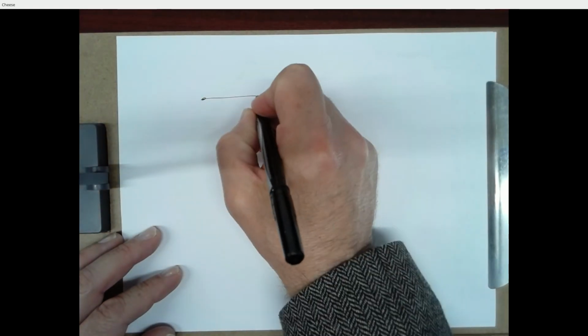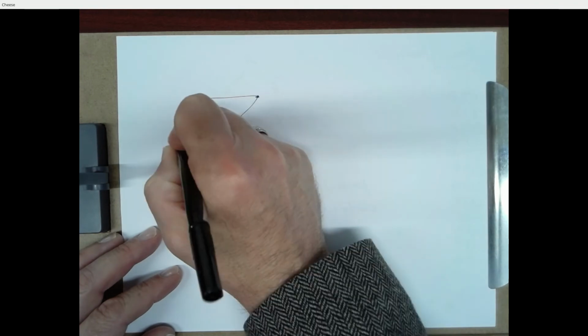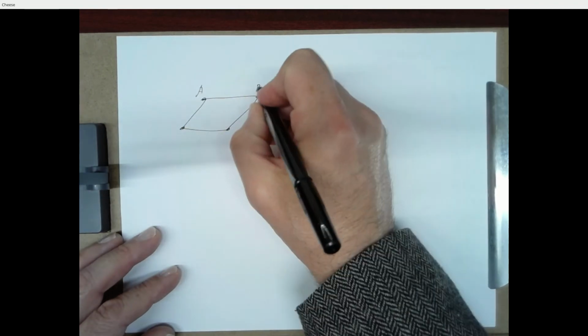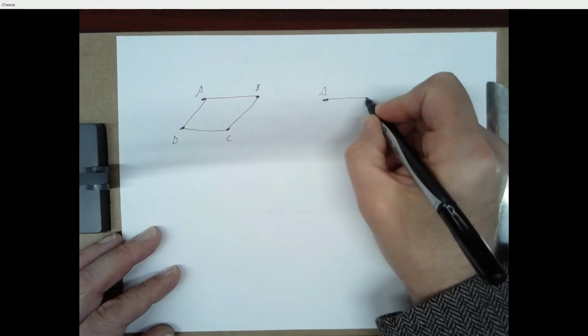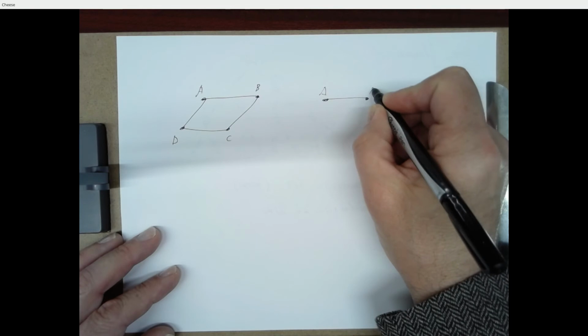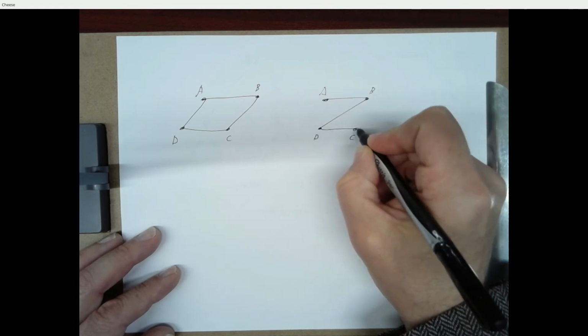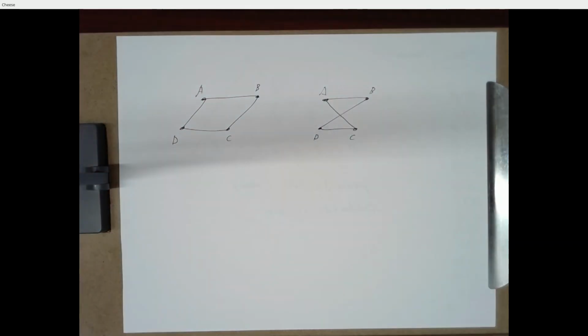So let's talk about isomorphisms of graphs. We had this notion that here's a graph, and this is A, B, C, D. And here's another graph. At first glance, they look different from each other, but in fact, they're exactly the same graph.